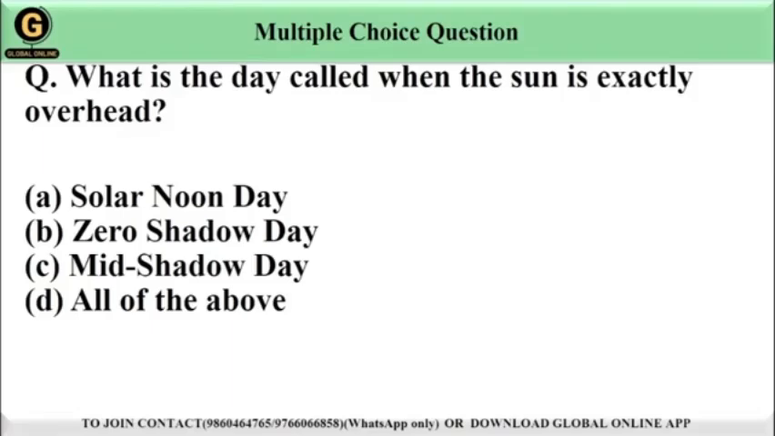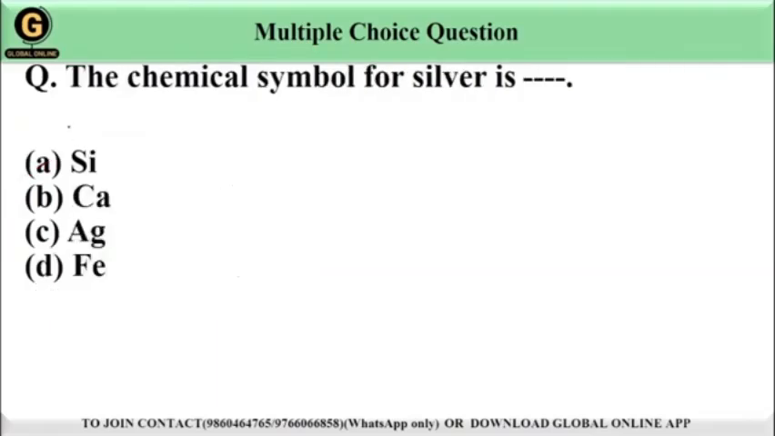So students, a shadow day occurs when the sun is exactly overhead at a particular place. During this event, objects do not cast a shadow for a short period. Because the sun is directly above them, this phenomenon happens twice a year in locations between Tropic of Cancer and the Tropic of Capricorn. The solar noon on this day makes shadow disappear temporarily. So the correct answer for this question will be solar noonday, option A. Let's move to the next question.